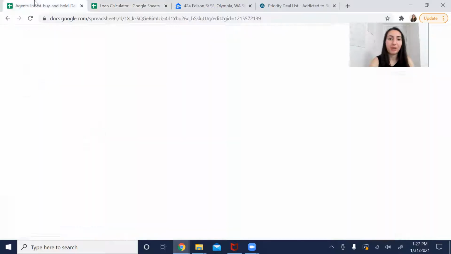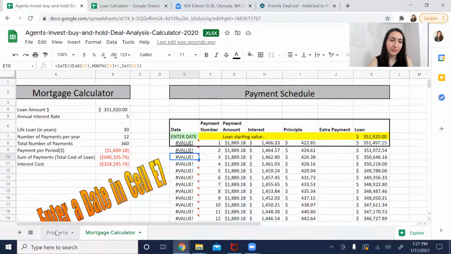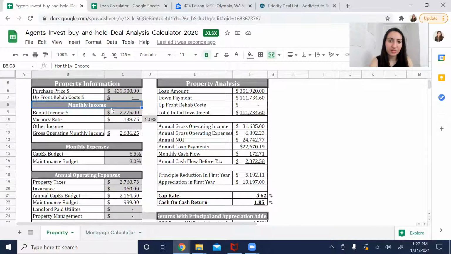But remember, the property is bringing you $2,775. So after the loan is paid, after all the expenses are paid, you are still profiting $172. So that is not bad at all. That's a good thing. You are having a profit while you are building equity in the property. And that is amazing, actually, right? That's what we want. That really gives us financial freedom.